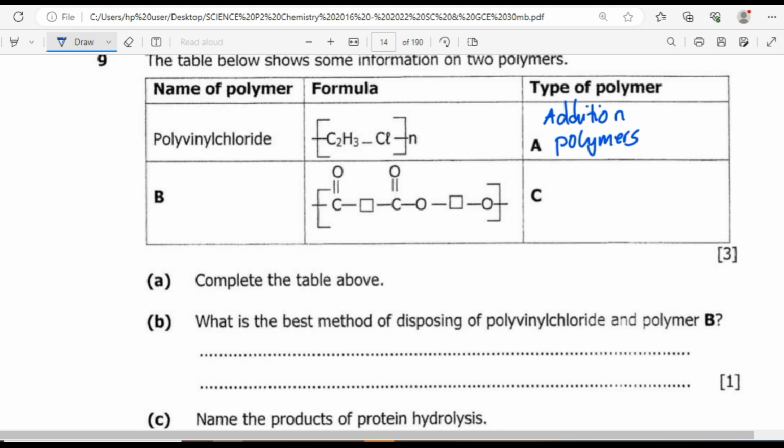Then if you look at B, we have this box here and also this box here. The structure that I've circled in between the boxes is what we call a linkage. If you look at this linkage, it is COO. This linkage is known as the ester linkage. Then if we have a linkage like the ester linkage, the type of polymer that consists of this is known as a condensation polymer.